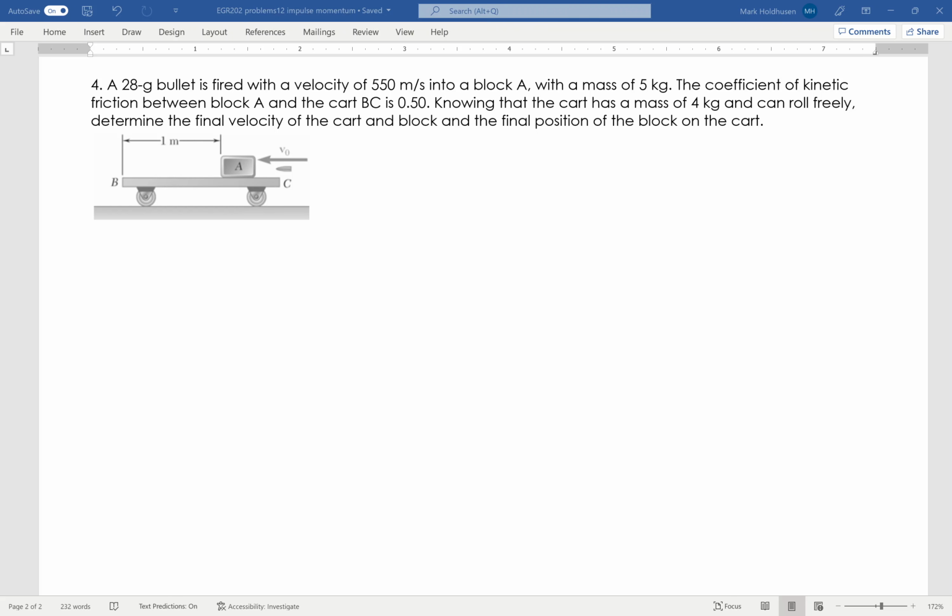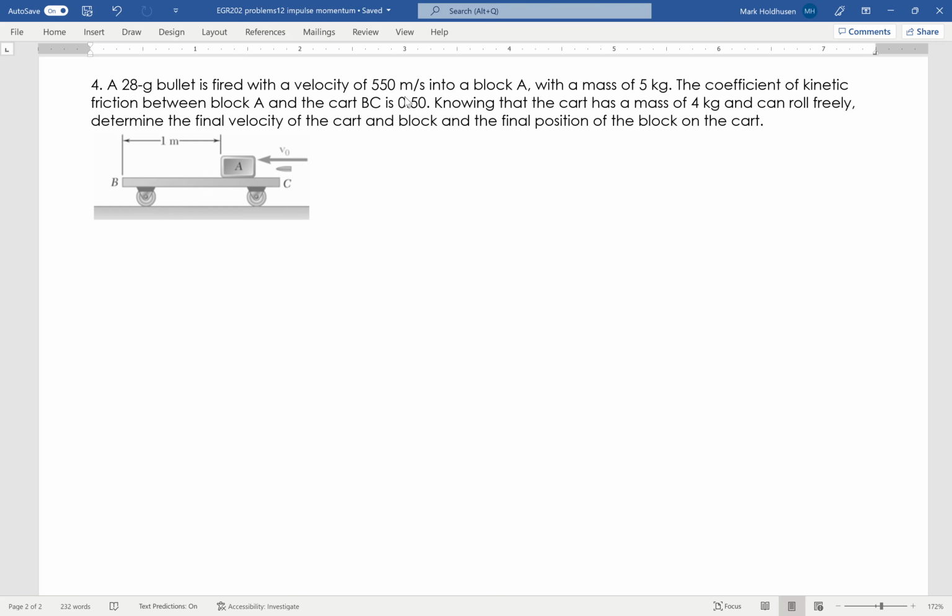Okay, so I've got a bullet fired into a block, and then that block slides on a cart. I want to figure out the final velocity of everything, once everything has settled down and is moving at the same speed. I also want to figure out the new position of the block on the cart. So let's take the final velocity first.